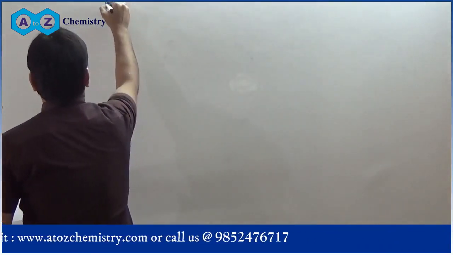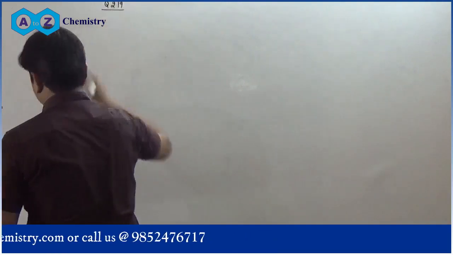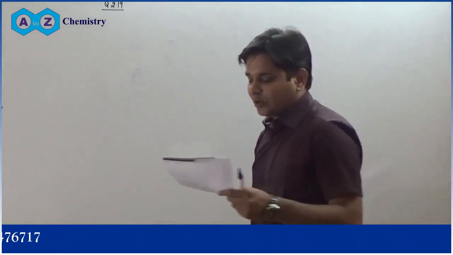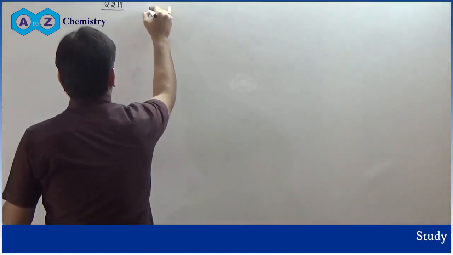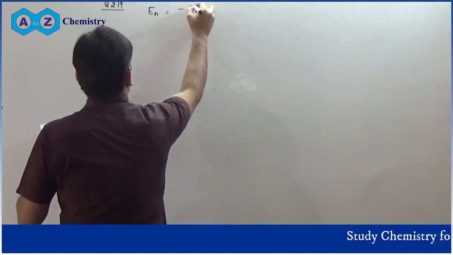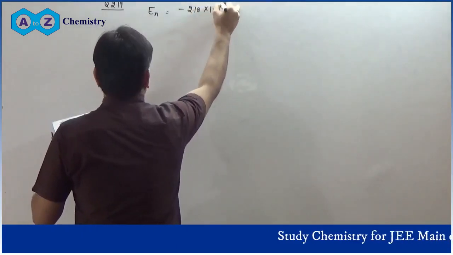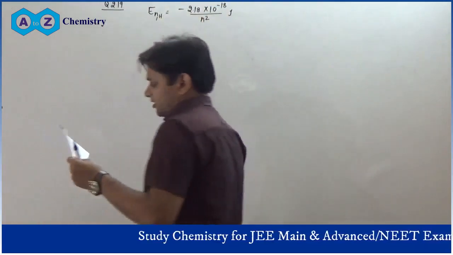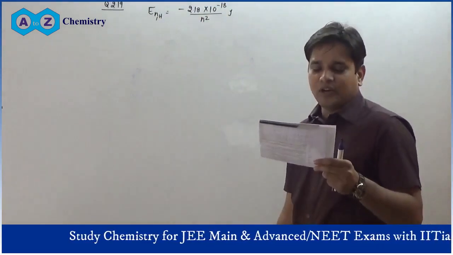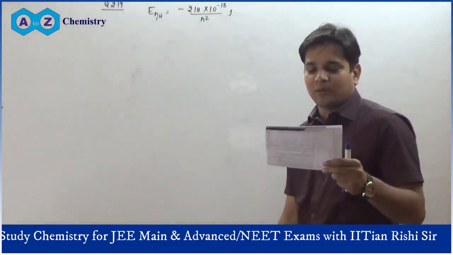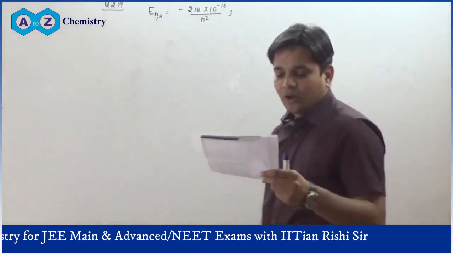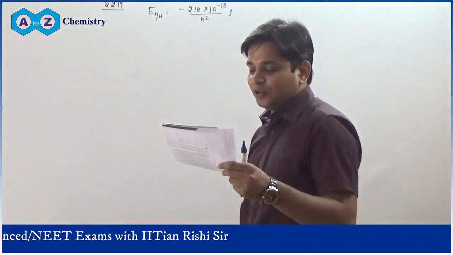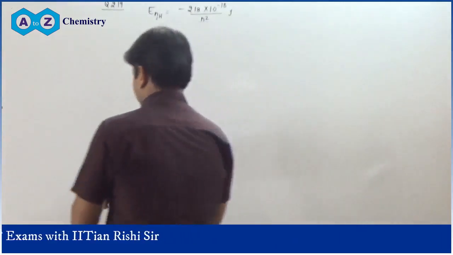Question number 2.19. The electron energy in a hydrogen atom is given as 2.18 × 10^-18 divided by n² joule. This is the energy given in the hydrogen atom. Calculate the energy required to remove the electron completely from n = 2 orbit. What is the longest wavelength of light in centimeter that can be used to cause this transition?